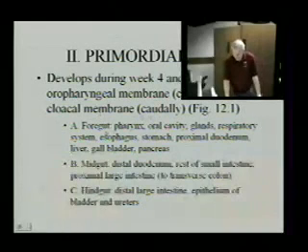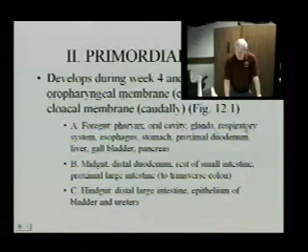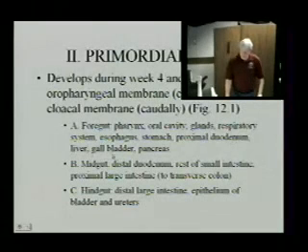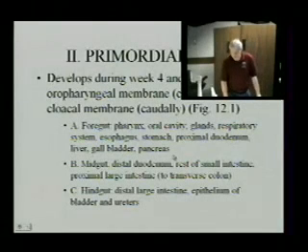So the foregut then will include the pharynx, the oral cavity, the glands in this area, the respiratory system, the esophagus, the stomach, the proximal duodenum, the liver, the gallbladder, and the pancreas. These are all derivatives of the foregut.